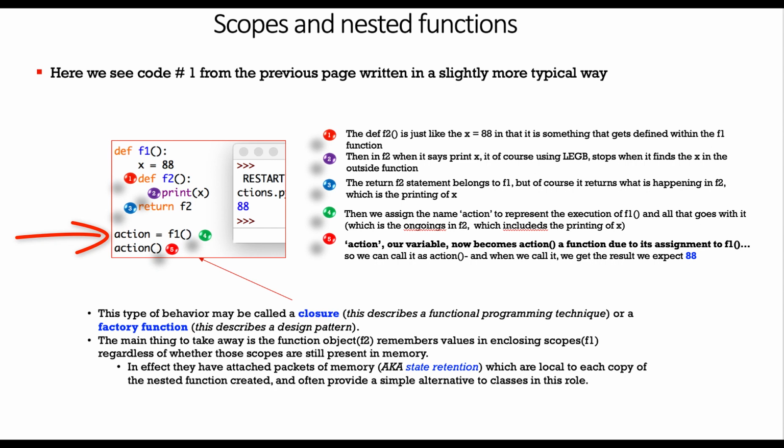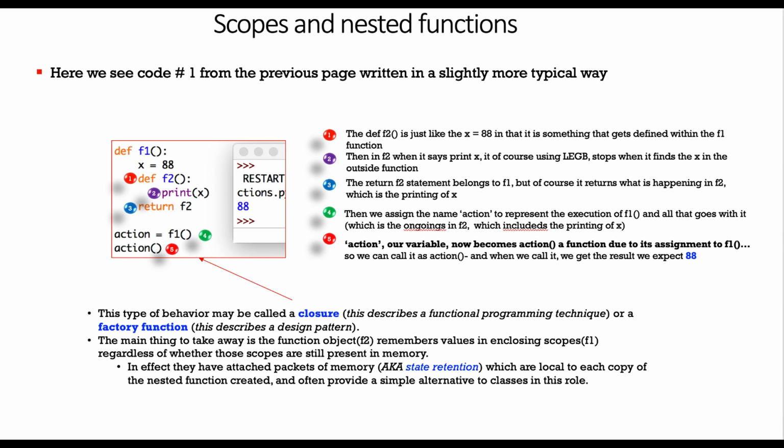Then we assign the name action as a variable to represent the execution of F1 and all that goes with it, which includes the printing of x. And finally here in number 5, action, our variable, can now become action of function due to its assignment to F1. So we can call it as action. And when we call it, we get the result we would expect, which is 88. It returns the value of x.